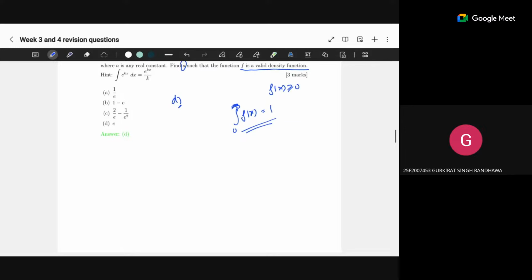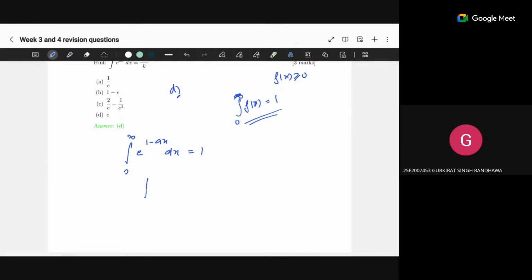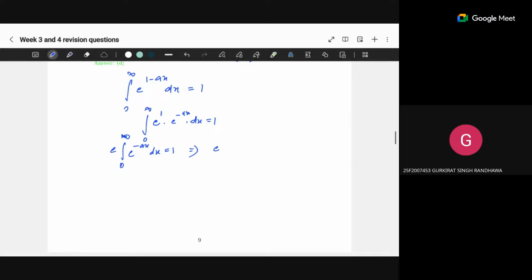So this is the integral from 0 to infinity of e raised to the power 1 minus ax dx equals 1. So we need to integrate this part. If we make it easier, this is e raised to the power 1 into e raised to the power minus ax, into dx equals 1. So e will come out, and I'm left with the integral from 0 to infinity of e raised to the power minus ax dx equals 1. Now this thing is e raised to the power minus ax upon minus a, from 0 to infinity, correct?